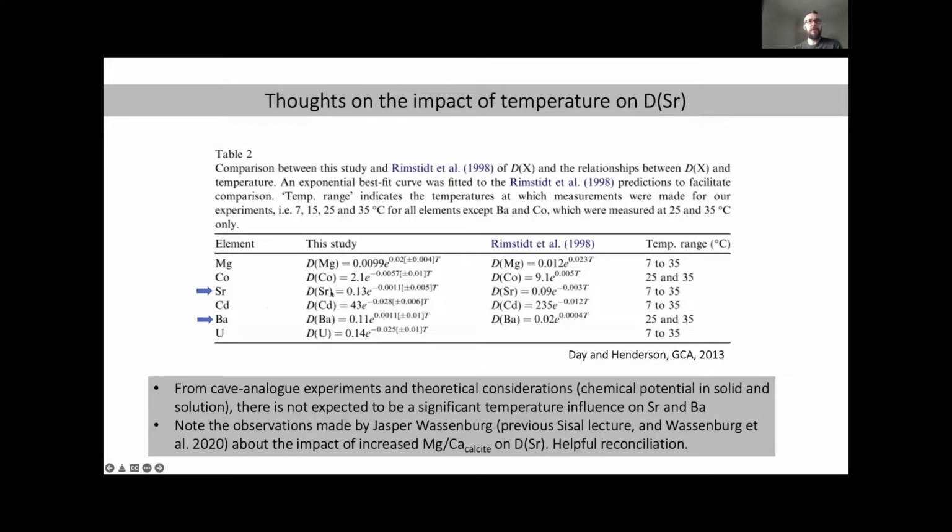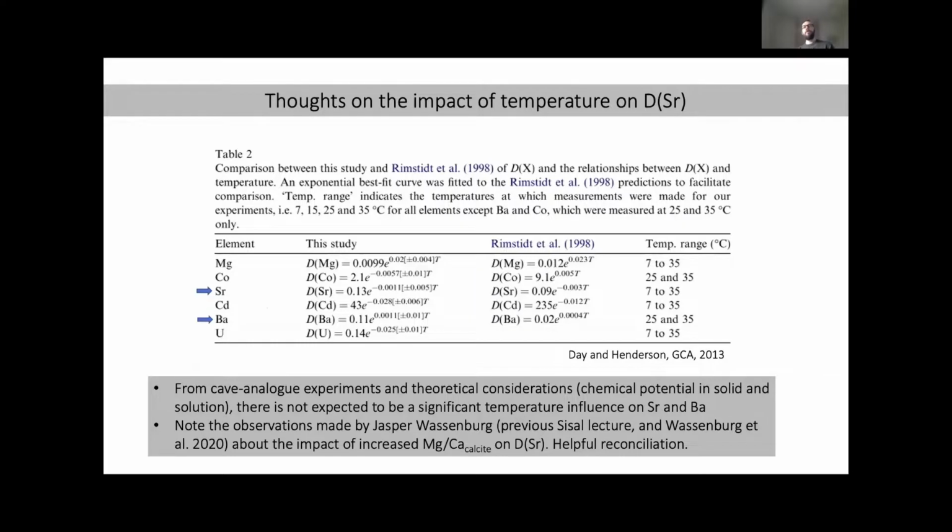We can see that that is the case for strontium, and it is also the case for barium, i.e. the uncertainty 0.01 is greater than the slope. That's not the case for magnesium, however. So the experiments are suggesting that perhaps strontium and barium won't respond to temperature. And that is actually what is predicted theoretically, and that's what's taken from this Rimstedt et al. study from 1998.